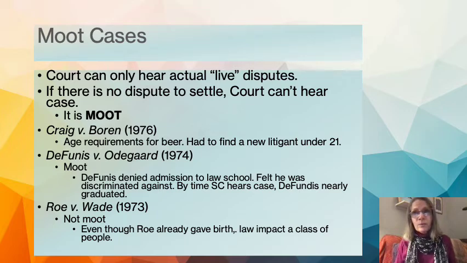So one argument was, hey, it's moot, right? There's no live controversy. But what the court said was that in this case, the law impacted a class of people. While DeFunis was a case about his own individual discrimination, in Roe v. Wade, it affected a class of people, that is, women who can get pregnant. They also said that Norma McCorvey, Jane Roe, could have gotten pregnant again. So they said they could still hear that case even though Roe had given birth because it was an ongoing controversy.